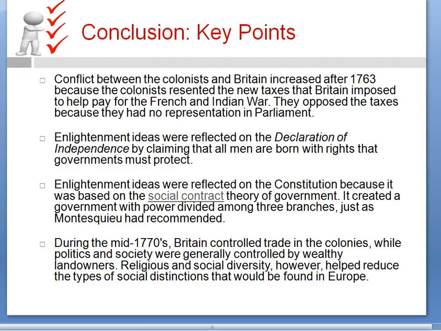Moreover, Enlightenment ideas were reflected in the Constitution because it was based on the social contract theory of government. It created a government with power divided among 3 branches, just as Montesquieu recommended. And during the mid-1770s, Britain controlled trade in the colonies, while politics and society were generally controlled by wealthy landowners. Religious and social diversity, however, helped reduce the types of social distinctions that were found in Europe.